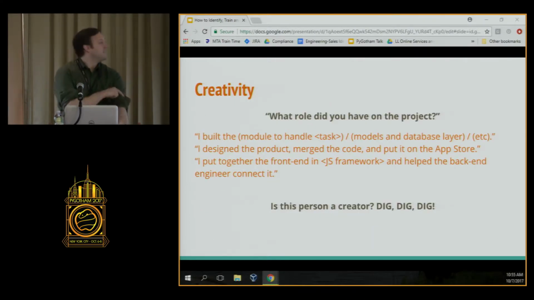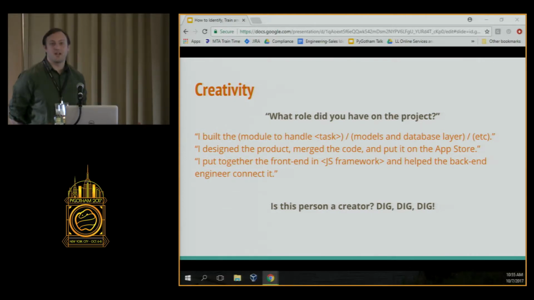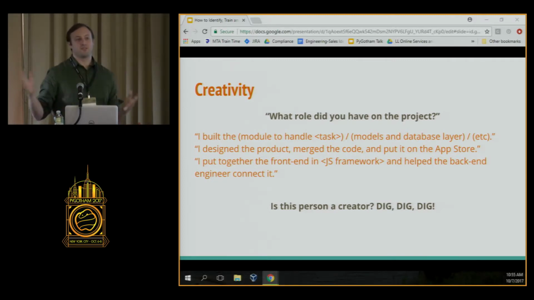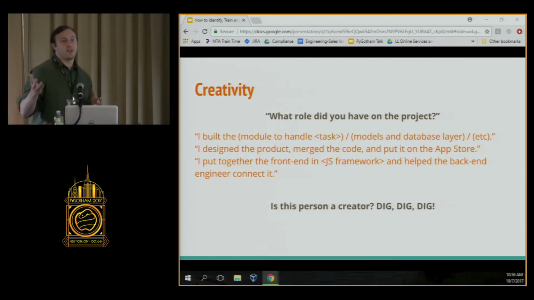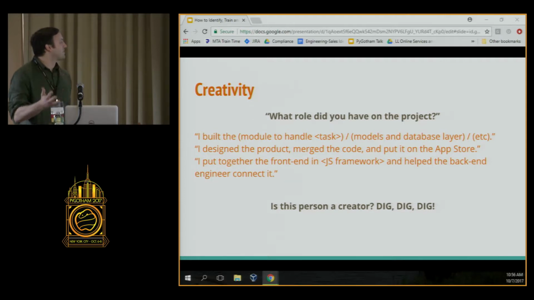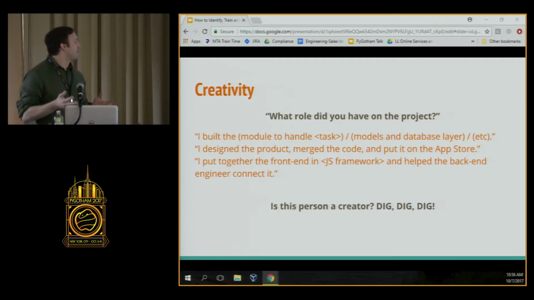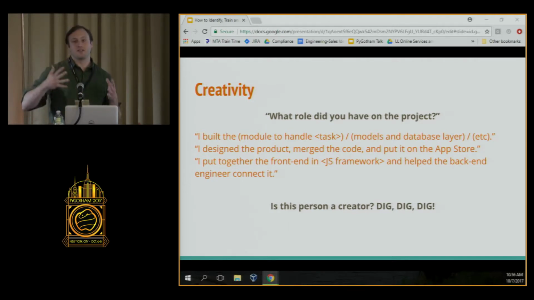So, creativity. The question that I ask is, what role did you have on the project? And this is a very general question that almost anybody coming in for an interview could answer. Here are some good possible answers. I built the module to handle some tasks. I designed the product, merged the code, put it on the App Store. I put together the front end and helped the back-end engineer connect it. Anything that's an in-depth answer that indicates that the candidate actively worked on the code, actively worked on the creative portion of the project, is what you're looking for.